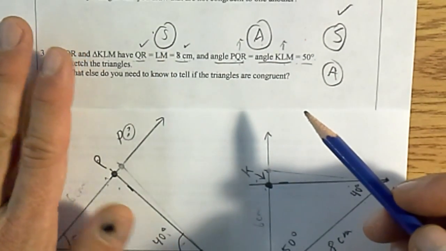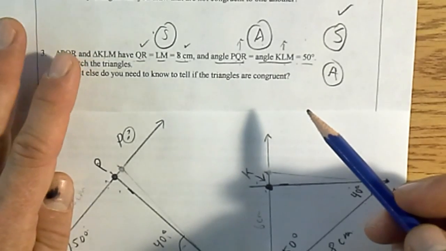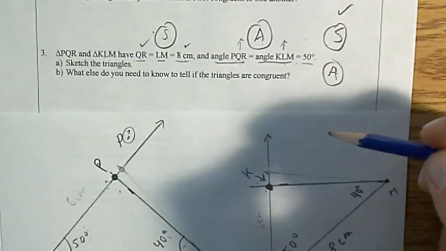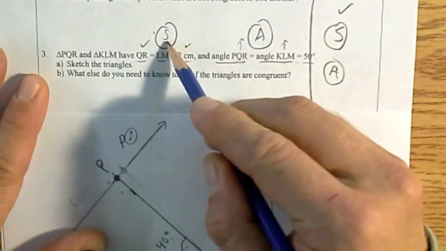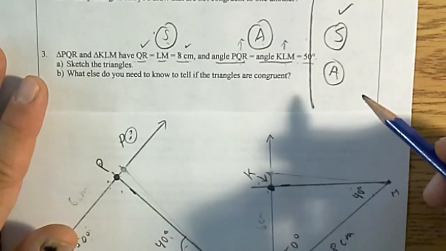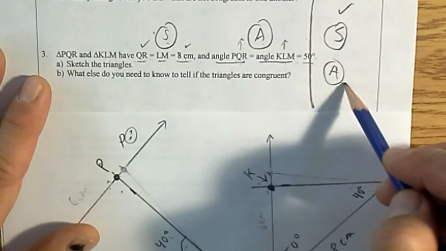How many sides would we have to add to make this work according to the side, side, side rule? Well, they only gave us one, so we'd have to find the other two sides. So the fastest way to make sure they're congruent is to get either one side or one angle.